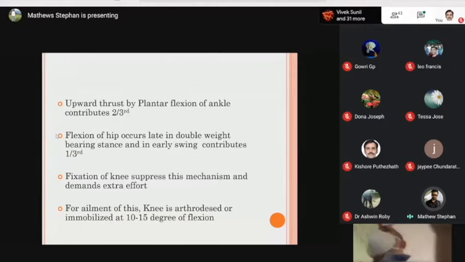For alignment, the knee is arthrosed or immobilized in 10 to 15 degrees of knee flexion. This is the reason for knee arthrosis or immobilization in 10 to 15 degrees of knee flexion. This is the clinical importance of the knee pathology.